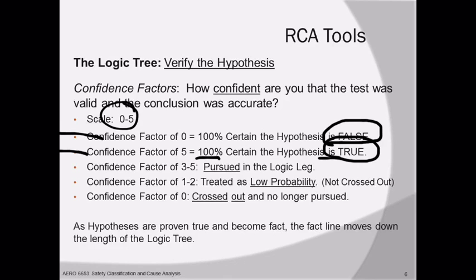But what do we do with those numbers? A confidence factor of 0 is actually eliminated from the logic tree. So those we saw in the previous slide that were X'd out, those were confidence factors of 0, hypothesis 100% proven to be false. A confidence factor of 3, 4, or 5, that's 3 to 5, is pursued in the logic leg. It will be pursued. Confidence factors of 1 to 2 are treated as low probability. They may not be pursued right now, but they may need to be pursued in the future. Those hypotheses are not crossed out.